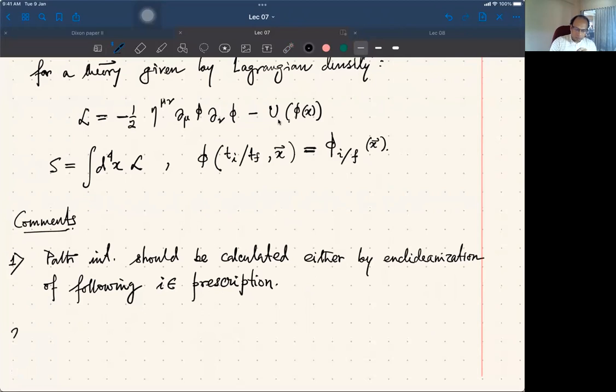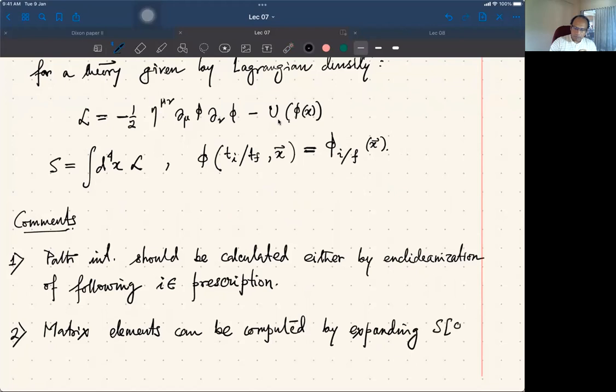And then number two, these matrix elements can be computed by expanding the action around the classical solution, as we have discussed multiple times earlier. So matrix elements can be computed by expanding the action functional around a classical solution.